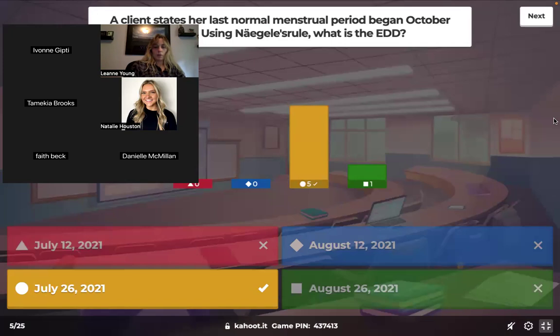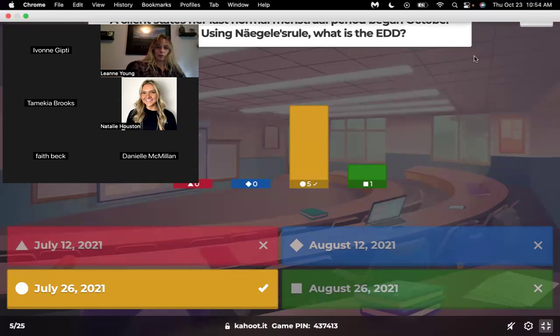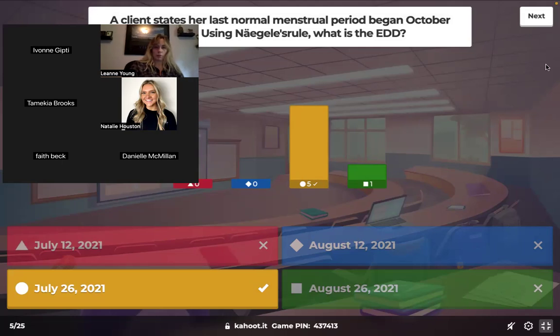Yep, so July 26th of 2021 would be correct because if we're using Nagele's rule, that's subtracting that 3-month period from October and then adding the days to the October 19th. So July 26th. So yeah, definitely know Nagele's rule because we've already seen it twice in this little review session. So I would assume that's going to be pretty important.